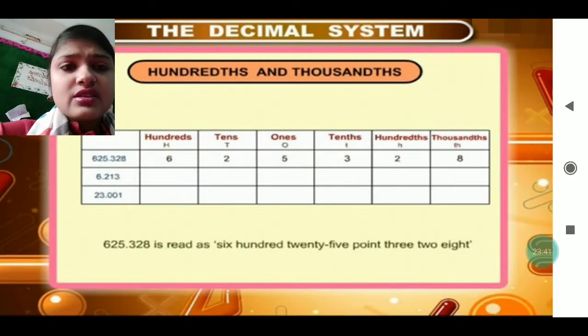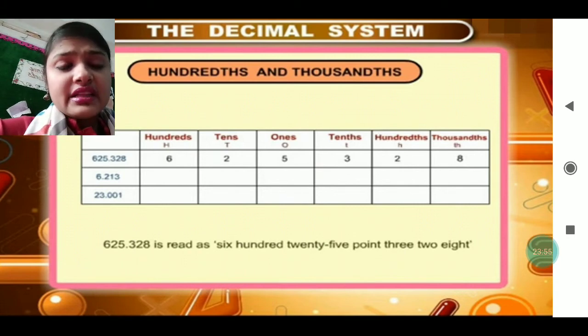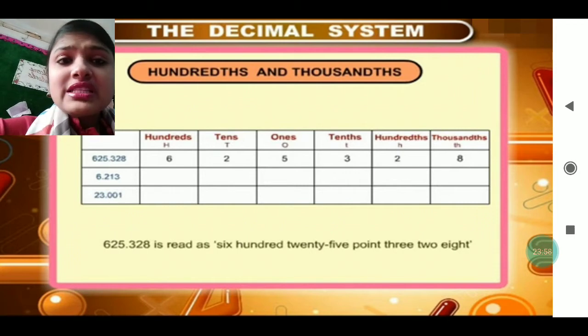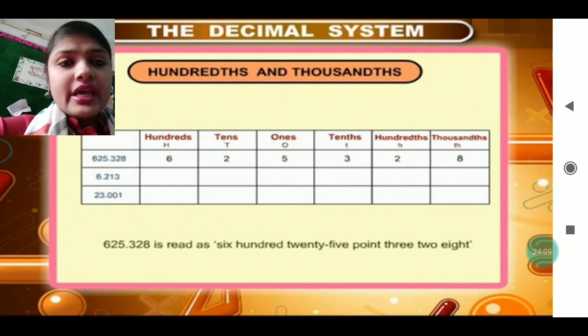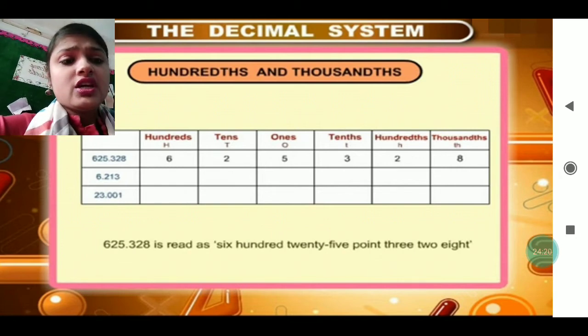In the same way, in this you can see the place values I have written: thousandth, hundredth, tenth, then ones, tens, hundreds. Means first I begin with thousandth, the smallest one, then hundredth, then tenth, then ones, tens, hundreds, like this. So you can see the number which I have taken, 625.328, we can read that number as 625.328.